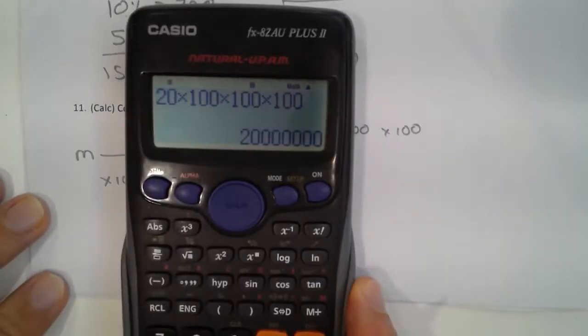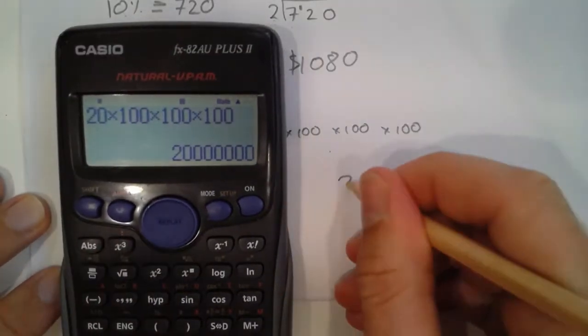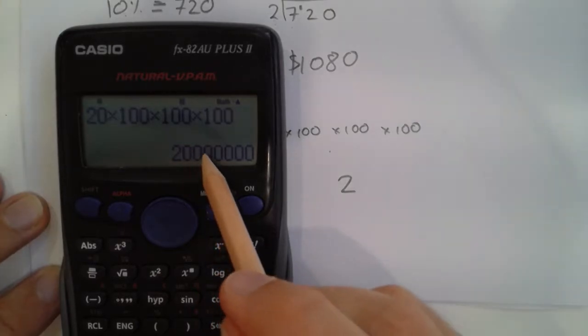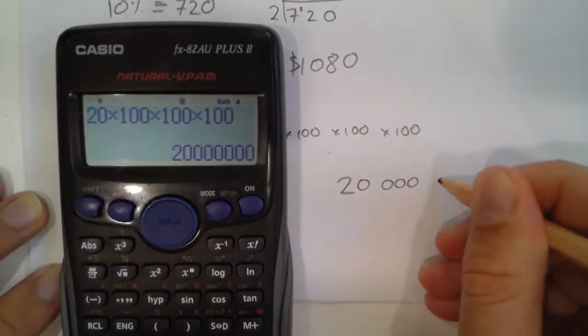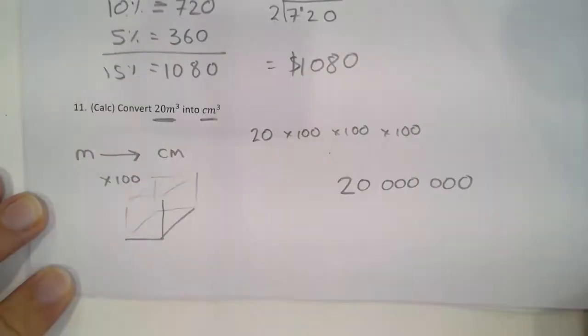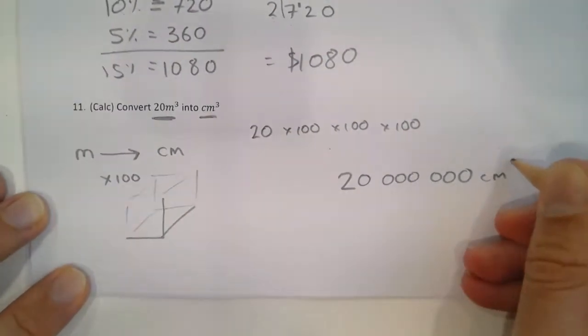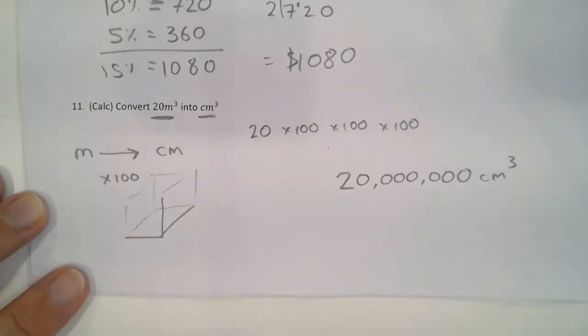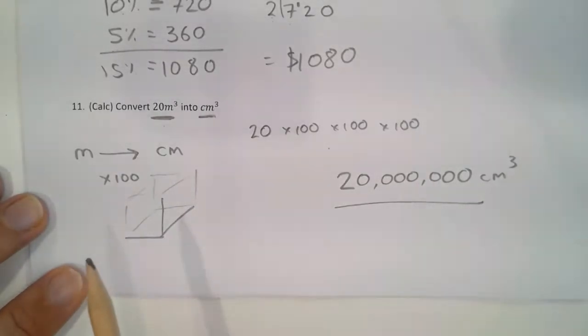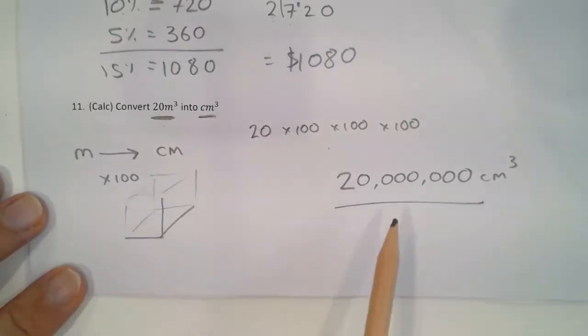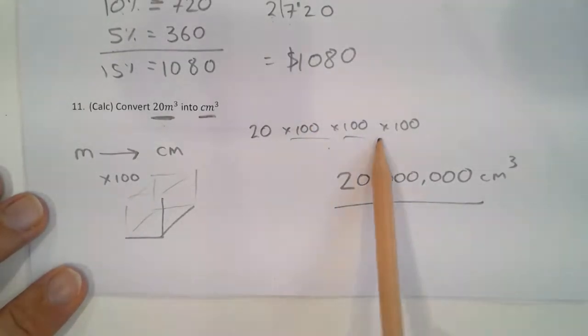Let's make sure we include these right zeros. So it's 2, then 1, 2, 3, 4, 5, 6, 7... so that is 20 million. So 20 cubic meters is 20 million cubic centimeters. A good thing to remember here is 1 cubic meter is a million cubic centimeters: 100 times 100 times 100. All right.